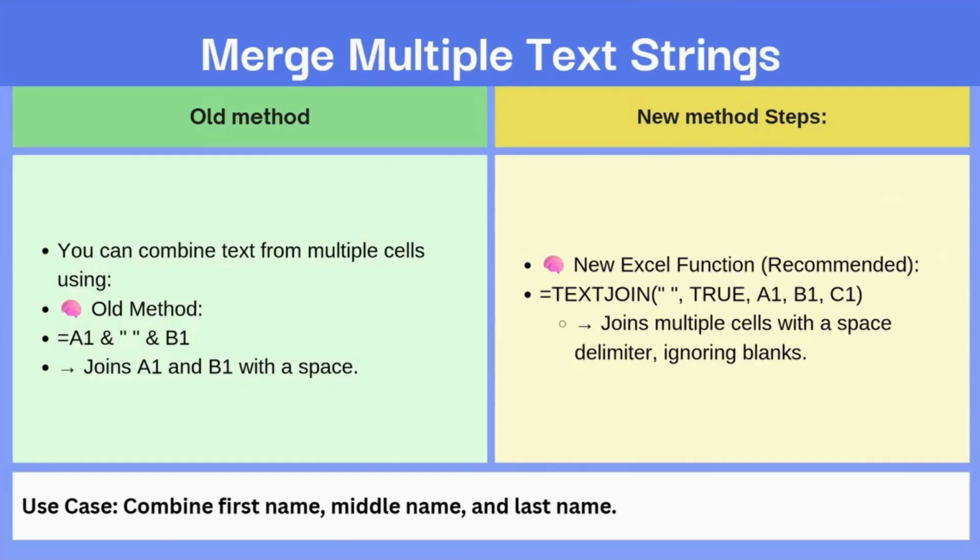Text strings. You can combine text from multiple cells using either this method, which is the method we used earlier, that is using ampersand and a delimiter within quotes and ampersand to concatenate or combine text from multiple cells. Or this one, simply use the TEXTJOIN function and join A1, B1, and C1 cell content with delimiter as space and ignore the blanks. So it can be used for various purposes. One common example is combining first name, middle name, and last name in case they are separated by column.